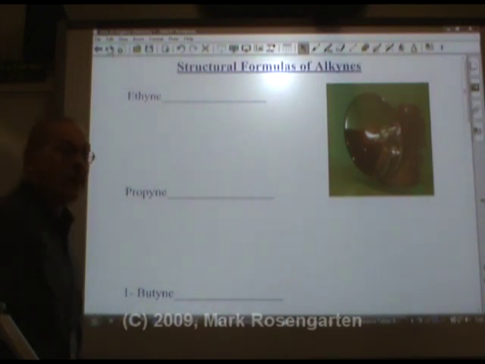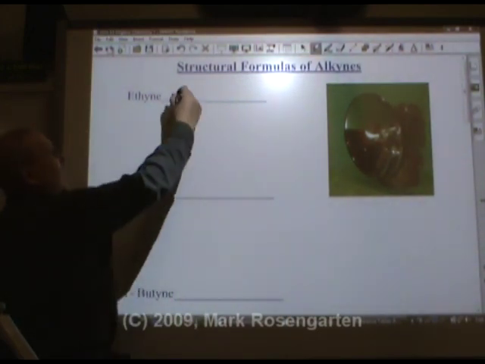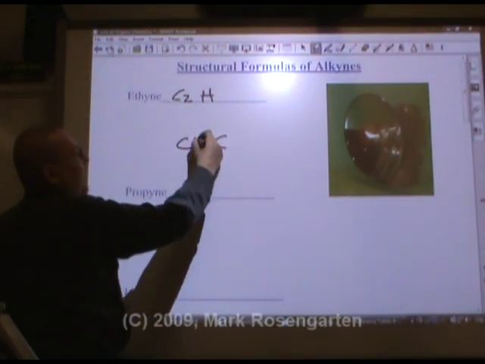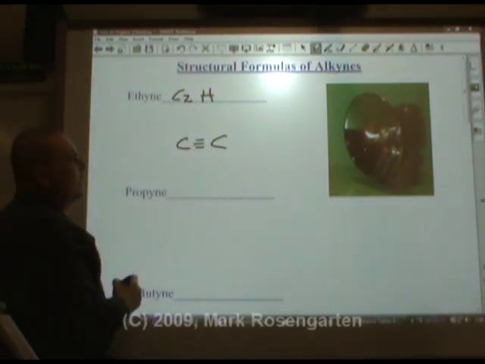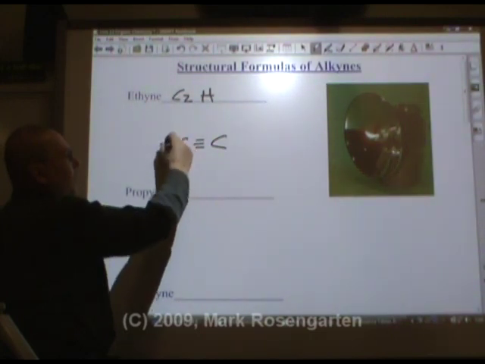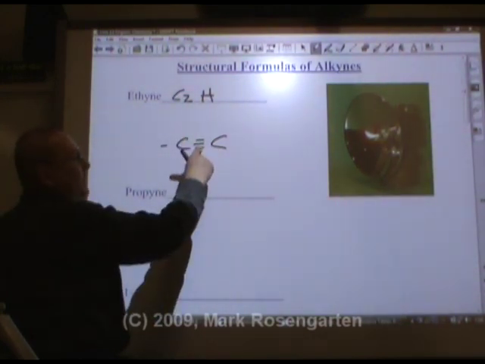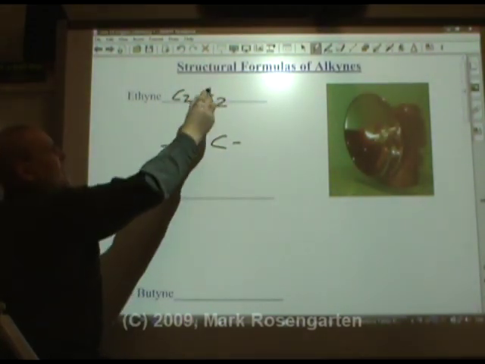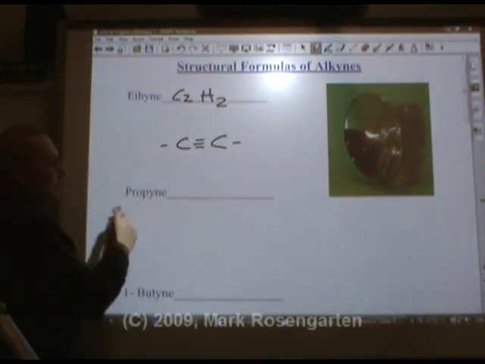Just for fun, let's do some alkynes. Ethyne, C2H2, let's draw it. 2 carbons, alkynes have a triple bond in between them. That means this carbon's got 3, only has room for 1 more. This carbon's got 3, only has room for 1 more. H2. Double and subtract 2.